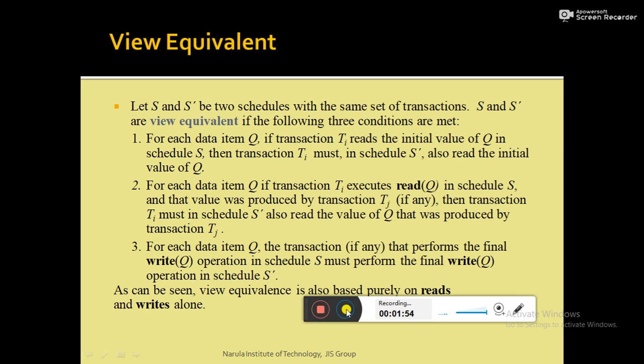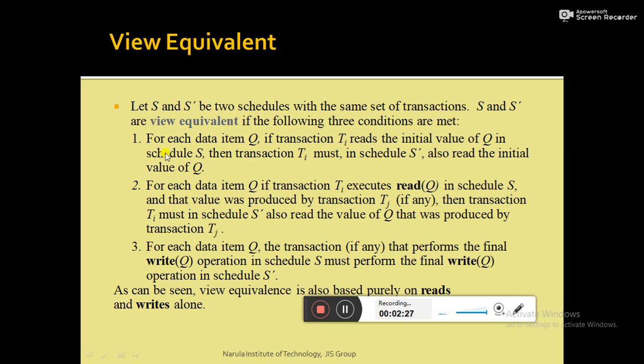So in this video, I am going to discuss the concept of view serializability, that is, what schedule is termed as view serializable. But before that, we have to know what is view equivalent. Suppose we have two schedules S and S prime, and both schedules have the same set of transactions. Now S and S prime, these two schedules are termed view equivalent if the following three conditions are satisfied.